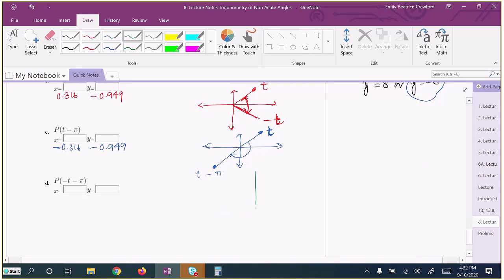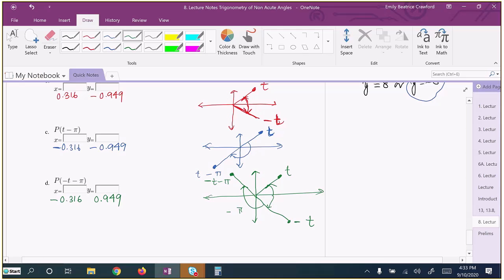So I'm going to do it twofold. First and foremost, let's start with t. That's in the first quadrant. Negative t. So if this is the positive t, then I do the same measure. I get my negative t somewhere here. And then I do negative t minus pi. So I need to go pi more in the clockwise direction. So that will give me the opposite direction. So this is negative t minus pi, because this is pi units in the negative direction. So now we are in the second quadrant where x is negative, y is positive. So you get minus 0.316 for x and 0.949 for the y value.